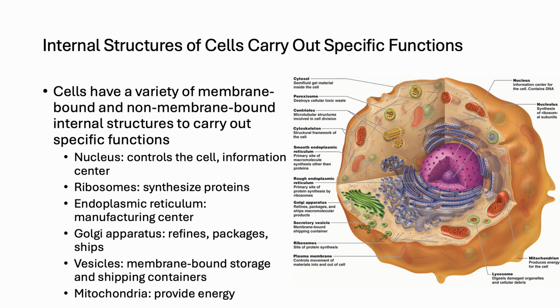Cells are complex systems with specialized internal structures that perform distinct tasks. The nucleus functions as the information center, containing DNA that directs all cellular activity. Ribosomes build proteins, the workhorses of the cell. The endoplasmic reticulum acts as the manufacturing center, while the Golgi apparatus refines, packages, and ships products to their destination. Vesicles serve as the storage and transport containers, moving materials within and outside of the cell. Mitochondria provide energy by generating ATP, the currency cells use to power work.